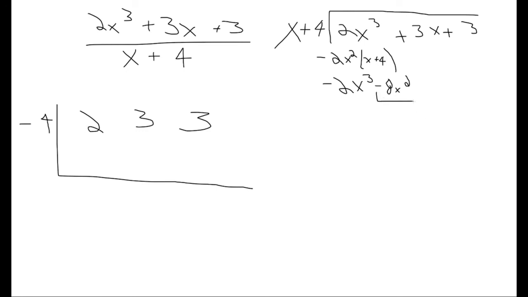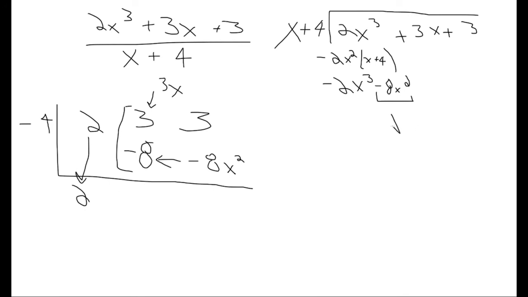This negative 8x squared, so we would take down the 2, right? 2 multiplied by negative 4, we would put the negative 8 over here. Now we're adding this negative 8 to this 3. But the problem is this 3 represents 3x, and this negative 8 represents negative 8x squared, right? So we can't just put these together to get our next w's coefficient, right? It turns out that these are going to cancel, right? And we're going to get negative 8x squared plus 3x plus 3, okay?